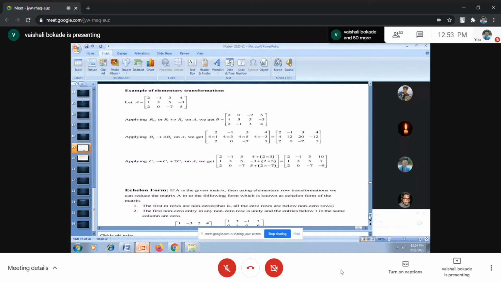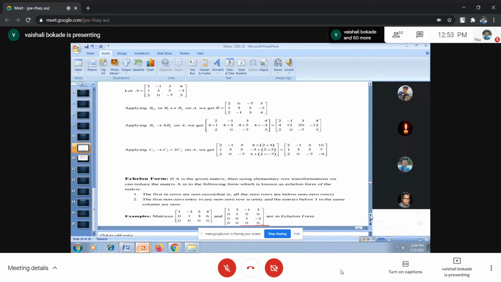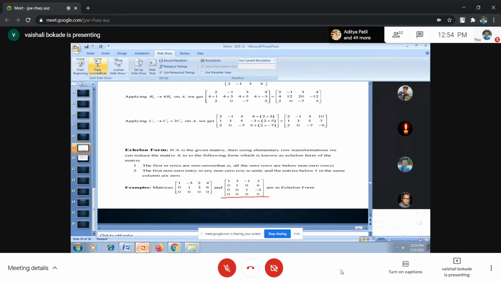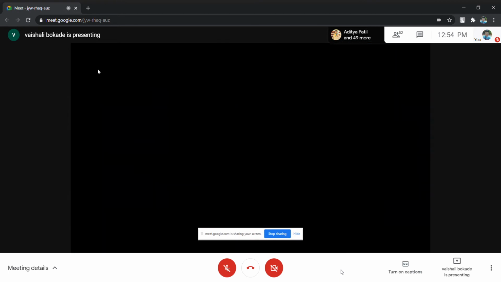So before going for this rank of matrix, what I am telling you is that the echelon form of a matrix is a totally new concept here. What is meant by the echelon form of a matrix, that I have to go for now. I hope none of the students will enter my class now. So I am going to slideshow mode here.